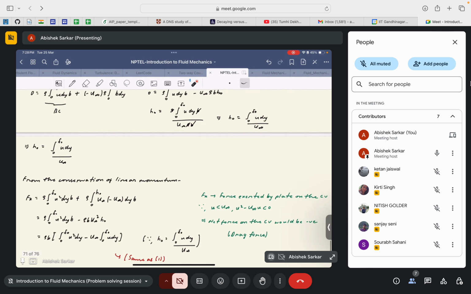Now h naught is given by this equation, which you would not have got if you didn't apply mass conservation. If you see the value of h naught here, you will get that Fx is equal to rho b integration of 0 to delta naught u square dy minus u infinity integration of 0 to delta naught u dy, which is exactly the same as the equation that we got here.